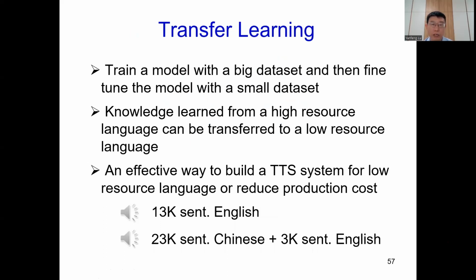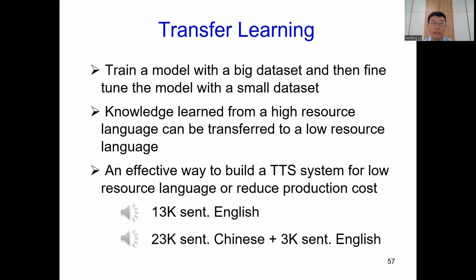A way of reducing the cost of building a TTS system is to do transfer learning. In transfer learning, we first train a model with a bigger data set, and then we fine-tune the model with a small data set. So in this way, we transfer the knowledge learned in the first model to the second model, the improved model.